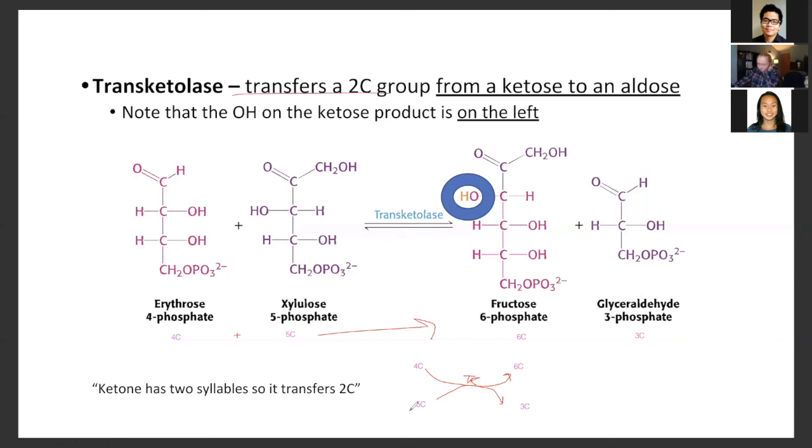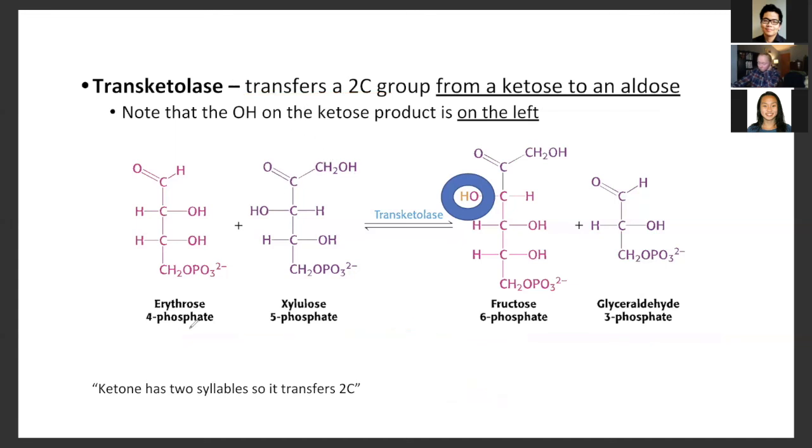So the way you should read this is, this 4 became a 6 and this 5 became a 3. So then I know that 2 carbons from this 5C was moved to the 4C. And as a result, you produce a 6C and a 3C. So that's how we conceptualize transketolase. And so here in this drawing I'm showing you right now, let me show you exactly what got moved.